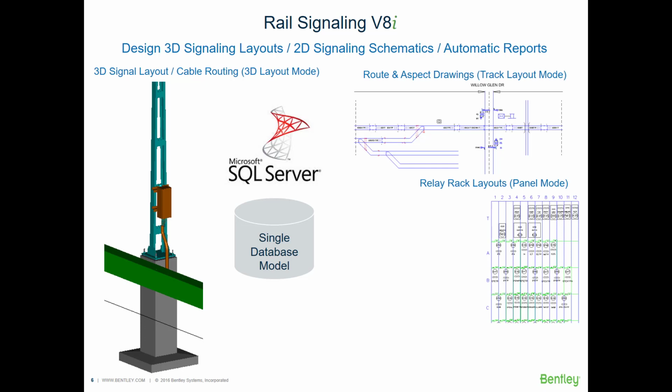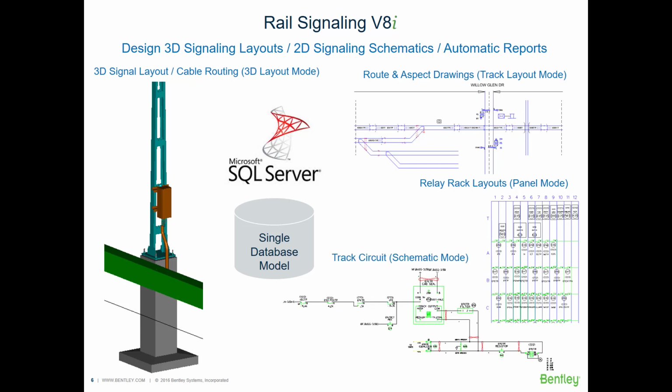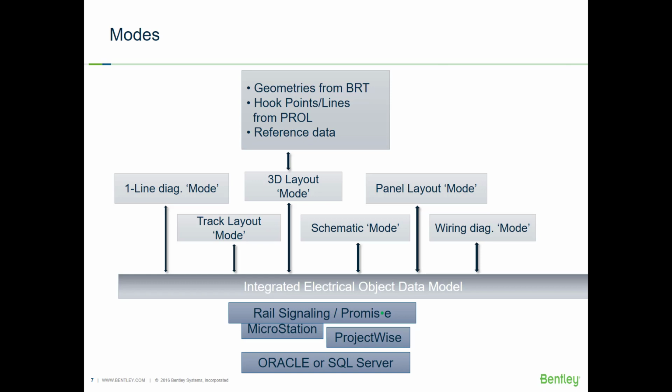We have panel mode, which we use for designing the interior of the panels. And we also have schematic mode, where we have the wiring of the circuits. If we look at modes in a slightly different view, we have Oracle or Microsoft SQL Server as the database vendor. We can run everything under product-wise. We've got rail signaling and promis.e, which has MicroStation functionality included. And all of this provides us with an integrated electrical object data model.